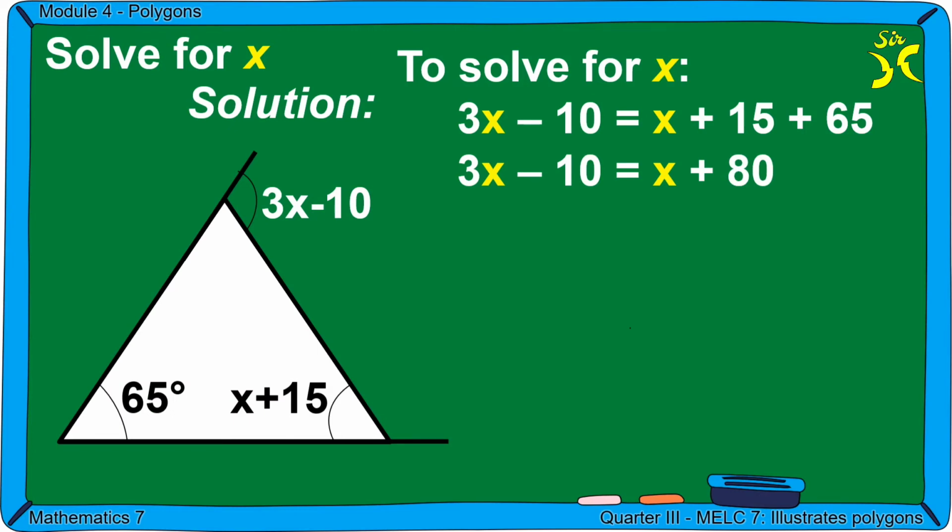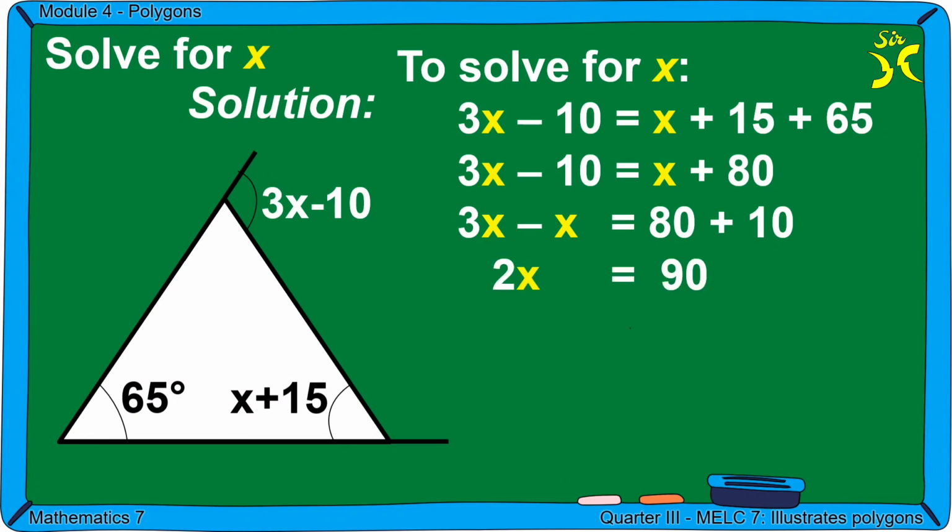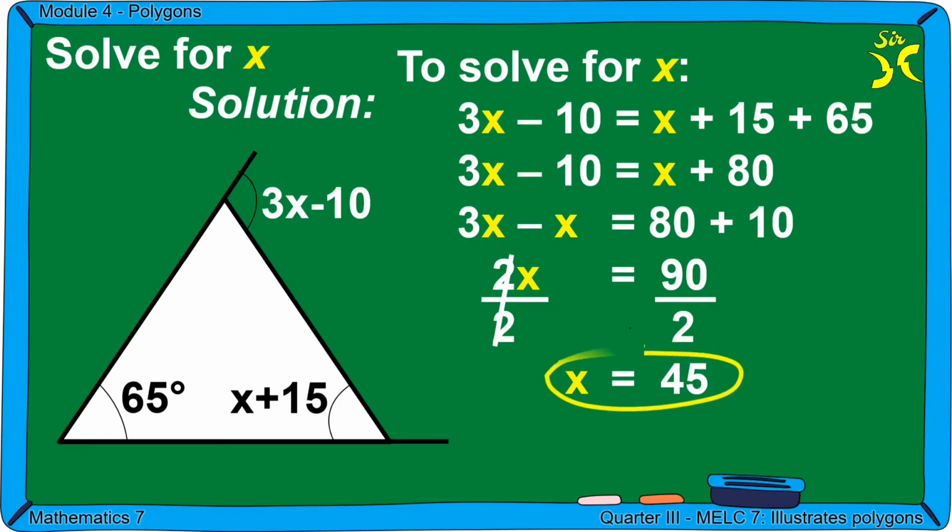Then, combining like terms, 3x minus x is equal to 80 plus 10. And 3x minus x is equal to 2x. And 80 plus 10 is equal to 90. Then, dividing both sides by 2. And x is equal to 90 divided by 2 is equal to 45. Therefore, x is equal to 45.